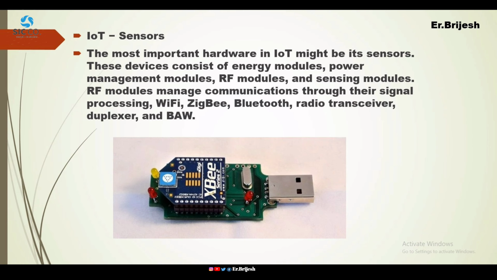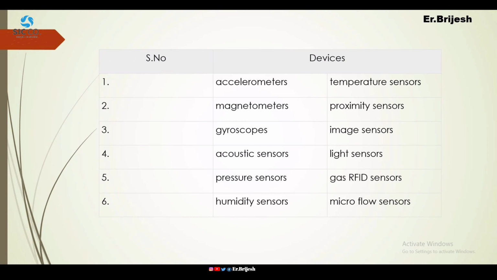The most important hardware in the IoT might be sensors. These devices consist of energy modules, power management modules, RF modules, and sensing modules. RF modules manage communications through their signal processing: Wi-Fi, Zigbee, Bluetooth, radio transmitter, duplexer, and BAW. These are the most commonly used standards to transfer data from one device to another.